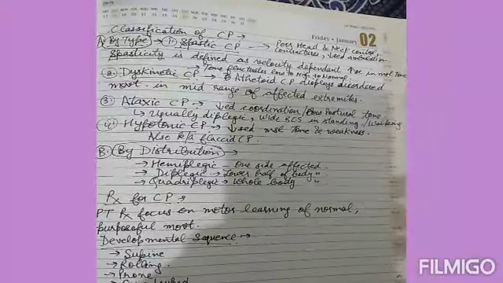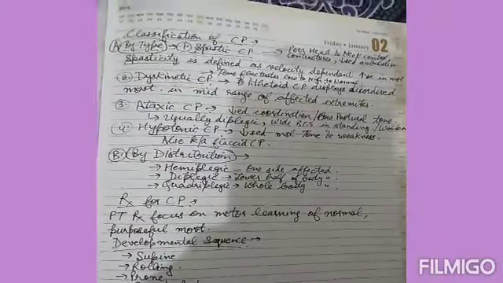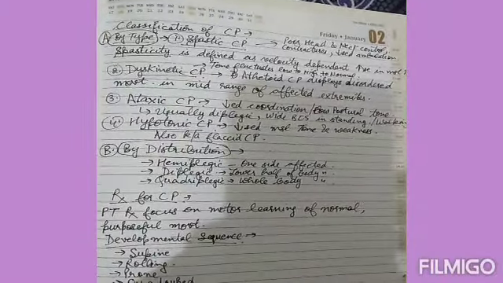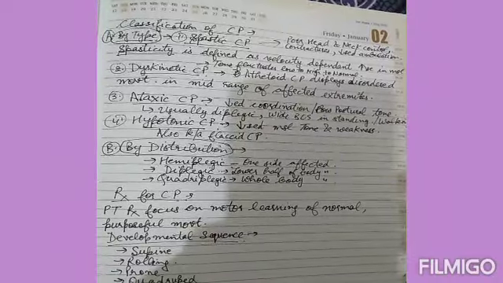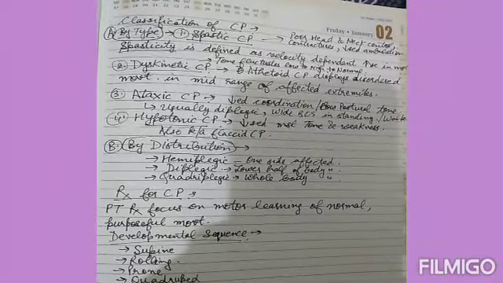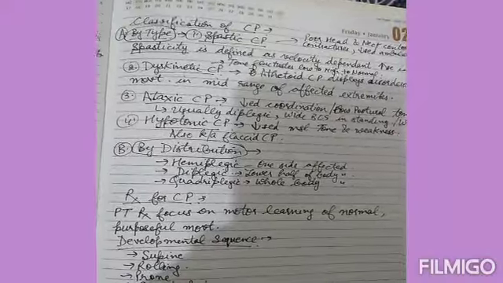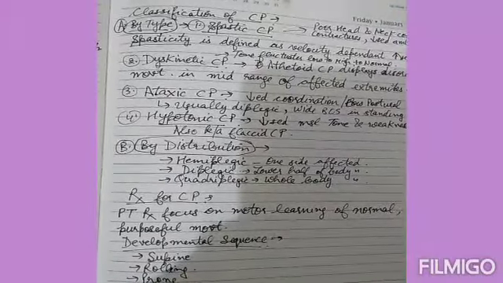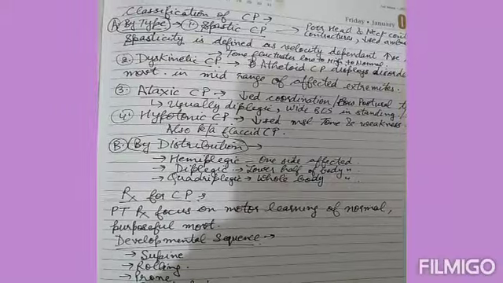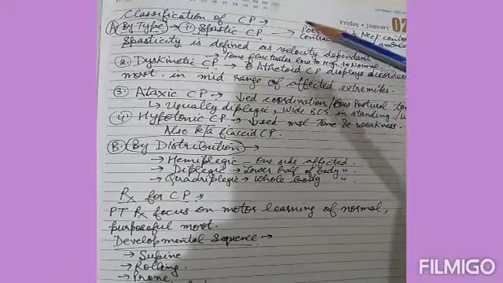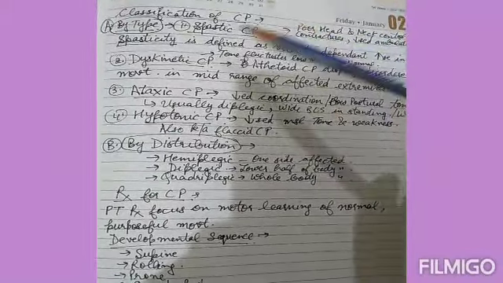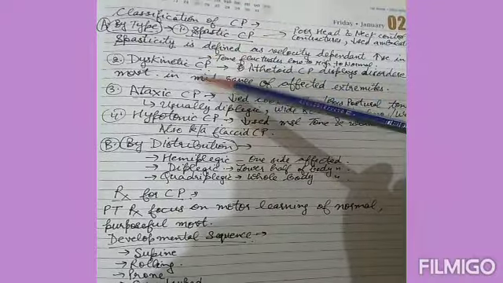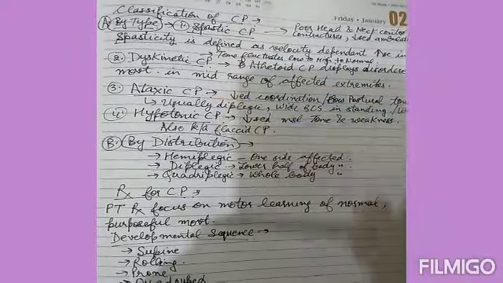And the fourth classification is hypotonic cerebral palsy. In this, there will be decreased muscle tone and weakness, and this is also known as flaccid cerebral palsy. The patient is totally flaccid. So if we classify cerebral palsy according to type, it could be spastic, dyskinetic, ataxic, and hypotonic.